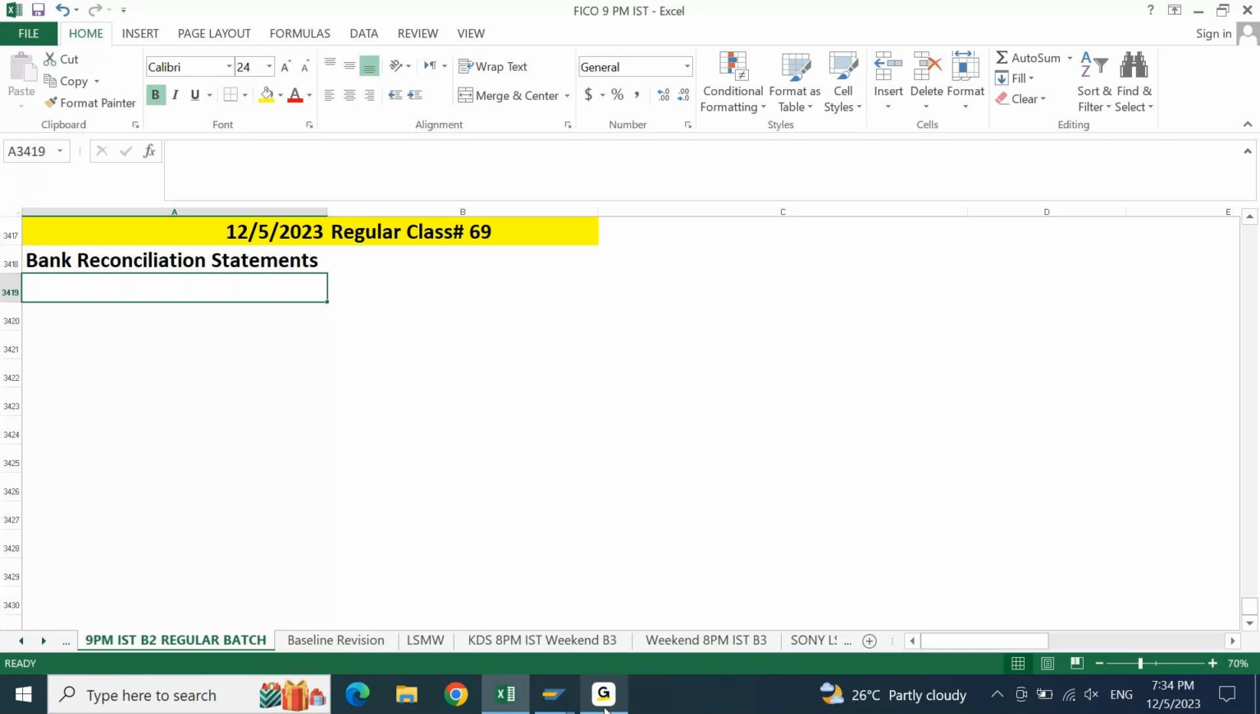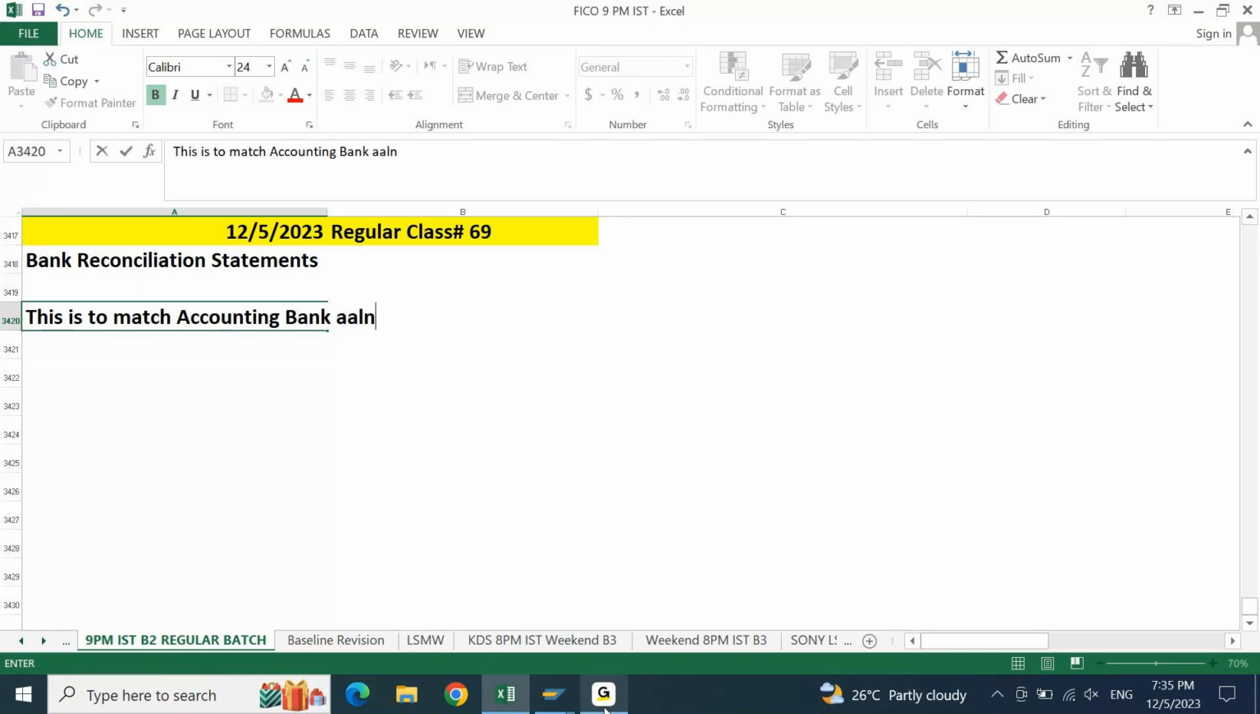Now, when we are talking about bank reconciliation statement, always remember, bank reconciliation statement is to match accounting bank balances with bank statement balances.